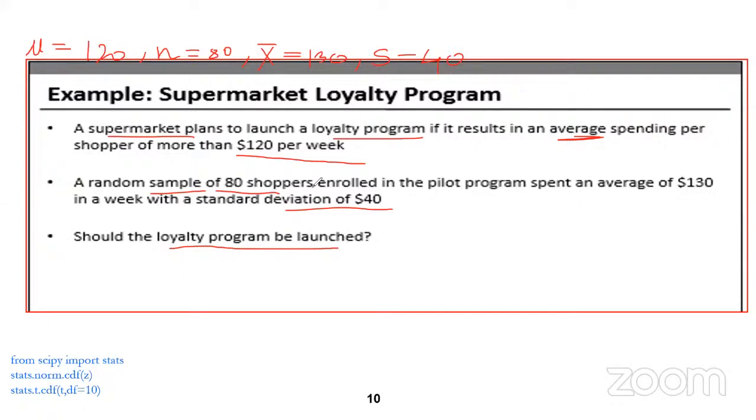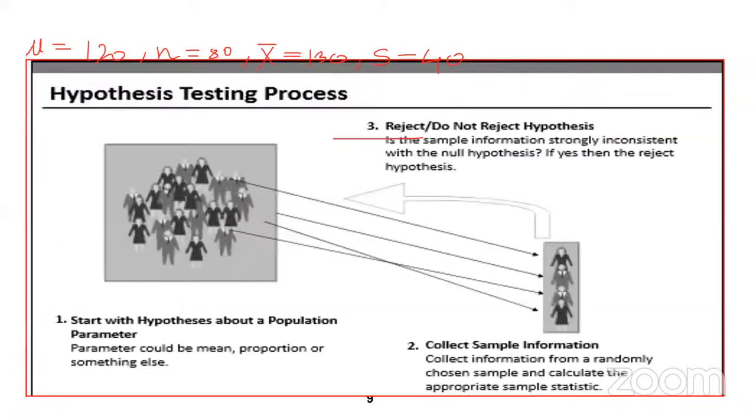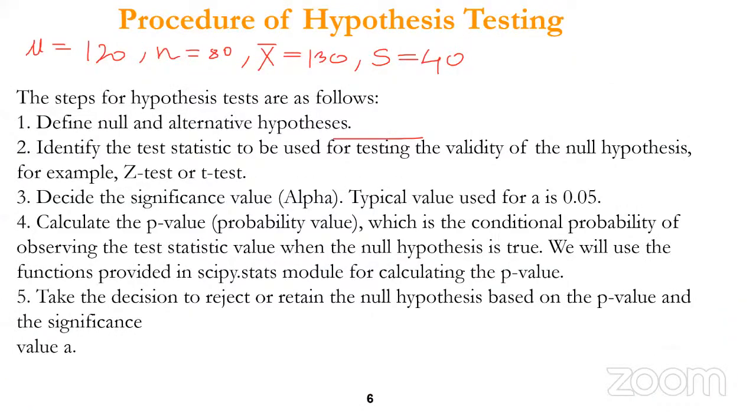Okay, so this is the given data. Now we'll go back to our steps of hypothesis test. These are the steps of our hypothesis test. Now, according to these steps, it is: define null and alternate hypothesis.